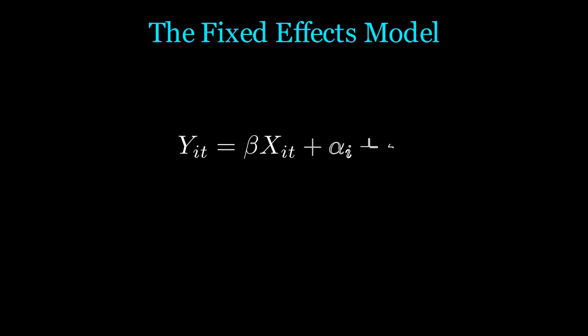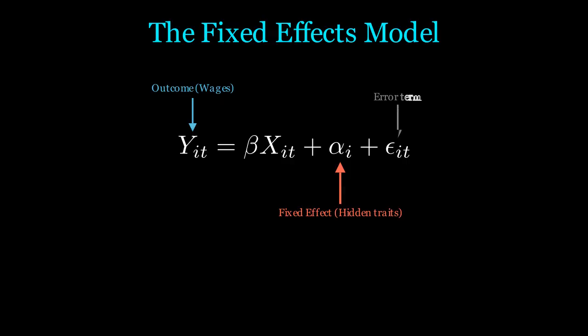Mathematically, the basic model looks like this. Y_it equals beta X_it plus alpha_i plus epsilon_it. Here, alpha_i represents the fixed effect, the unique, unchanging characteristics of each individual. By using techniques like the fixed effects model or the random effects model, researchers can control for variables that they can't even see or measure, making the conclusions far more reliable than standard regressions.